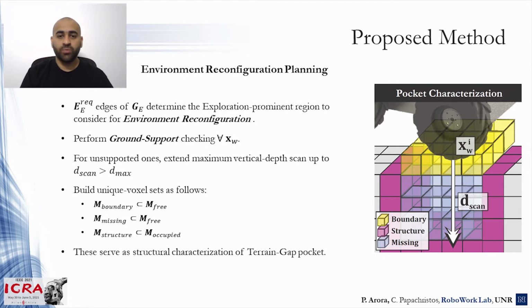For every vertex corresponding to an extension edge endpoint, we perform ground support checking for all the ground contact points. For those that are unsupported, we extend the vertical search to a depth dscan, which is greater than dmax, to determine the underlying structure of the gap. At the same time, we build the unique voxel set as follows. Free boundary voxels, shown in yellow, that lie directly under the unsupported contact point. Free missing voxels, shown in blue, that lie below the boundary ones. Structure voxels, shown in magenta, that are occupied ones. These sets structurally characterize the terrain gap pocket.